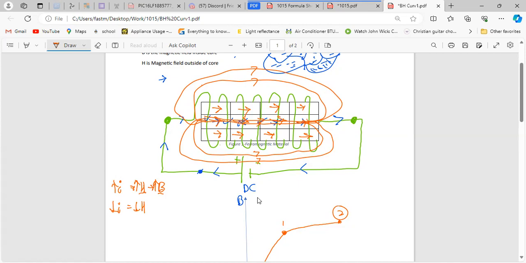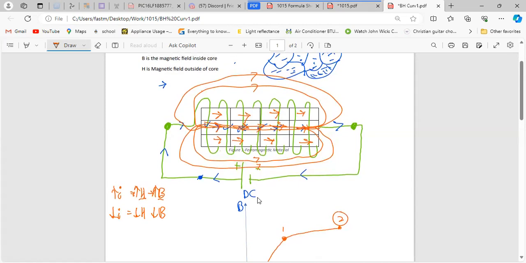And if H is decreasing, B will start to decrease, right? But remember, the material is a ferromagnetic material. So for example, if I pluck out this wire and bust the circuit, the current can drop. Therefore, if I goes to 0, H will go to 0. But the funny thing is, B will not go to 0. Why? Because the material will maintain some magnetization.